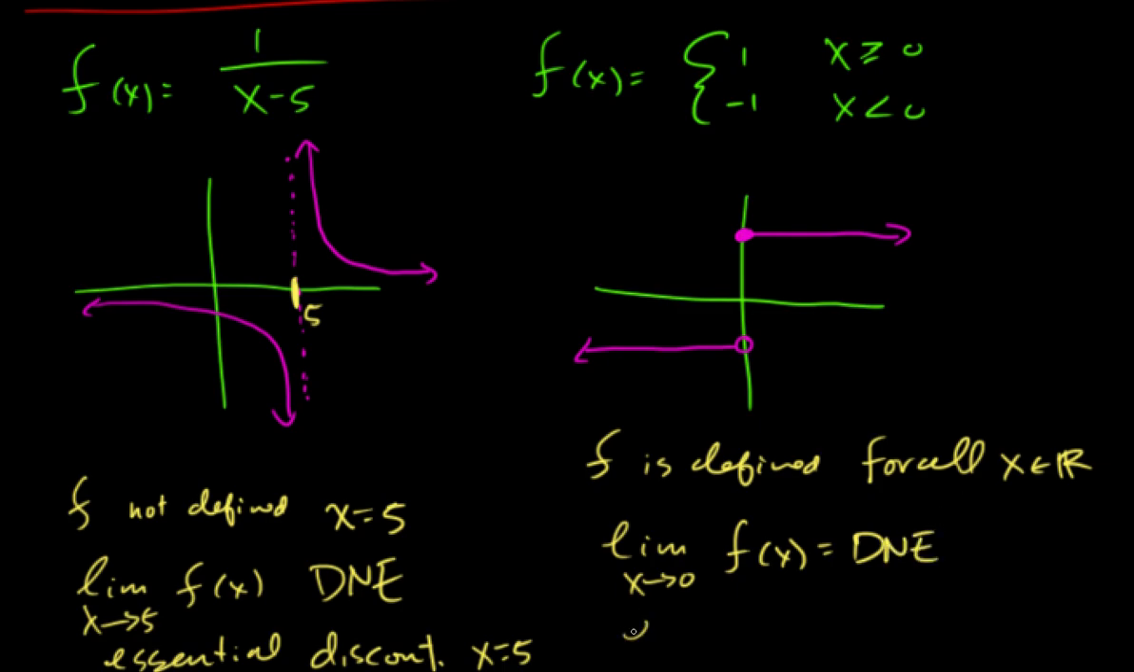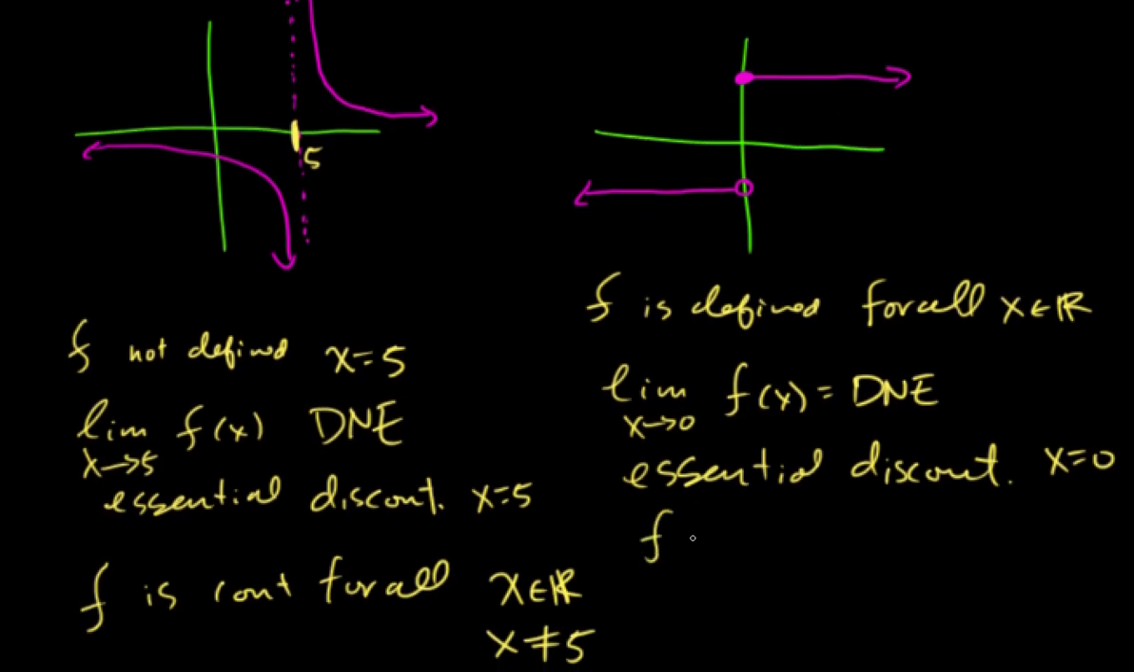And this is also an essential discontinuity, and that occurs at x equals 0. And f is considered continuous for all x real numbers except for 0.